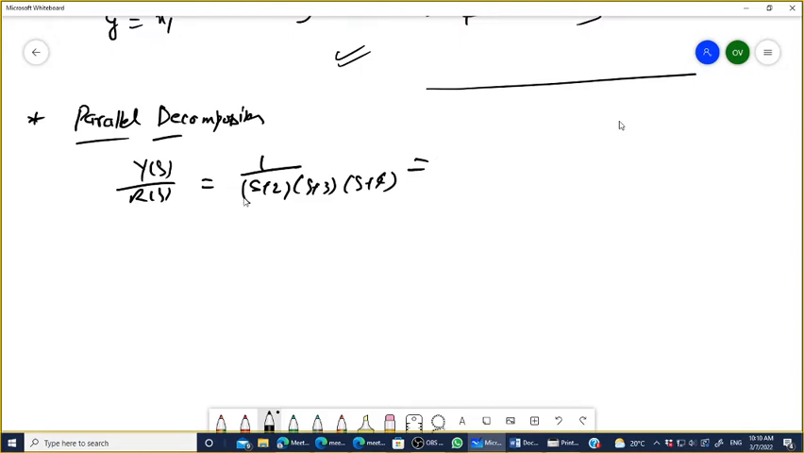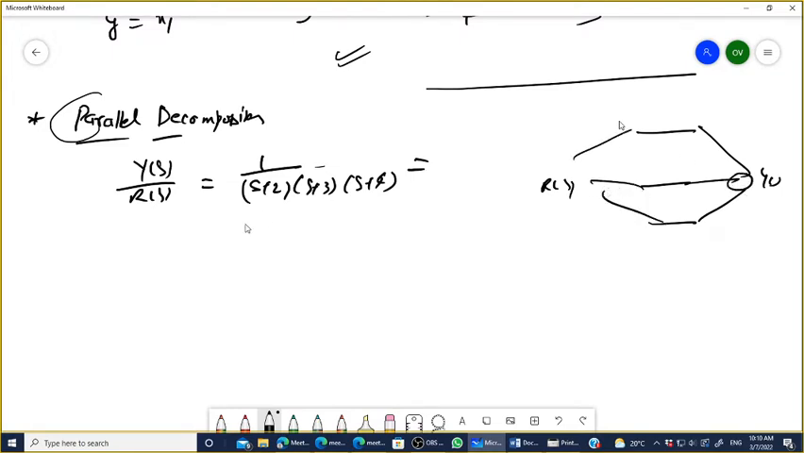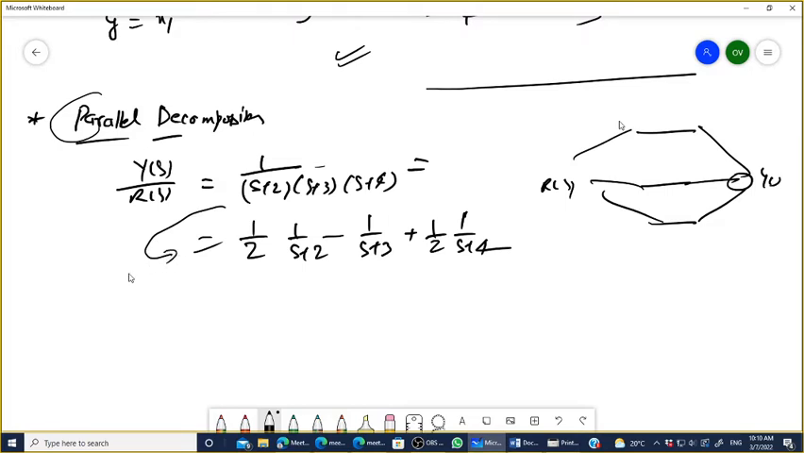So write down, when it is parallel, we have to represent it like this. This is the R(s), this is the Y(s). So we have to add all these things. Yes or no? So for the parallel form, you have to represent such a transfer function in the partial fraction form. So do 1/2 times 1/(s+2), minus 1/(s+3), plus 1/2 times 1/(s+4). So this is the representation of this transfer function in the partial fraction form, right?